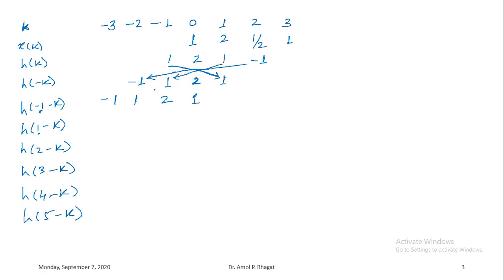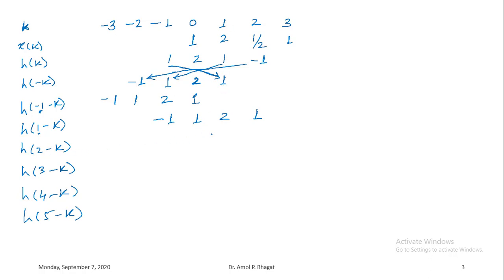Similarly, you can obtain h of 1 minus k simply by shifting these values of h of minus k to the right by one sample. So instead of starting at minus 2, it will start from minus 1, so it will be minus 1 1 2 1. The sequence values will be the same, minus 1 1 2 1, only instead of starting at minus 2 you have started it at minus 1. It ends at 2, initially it was ending at 1.